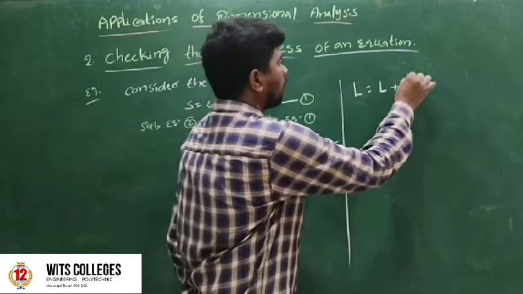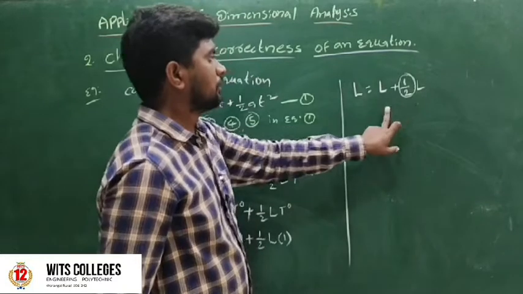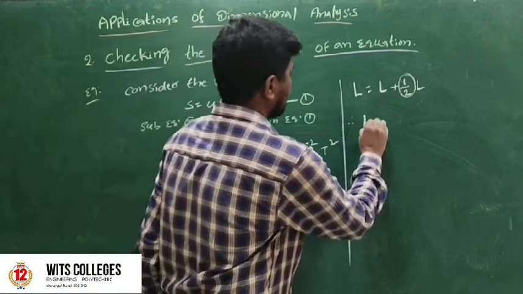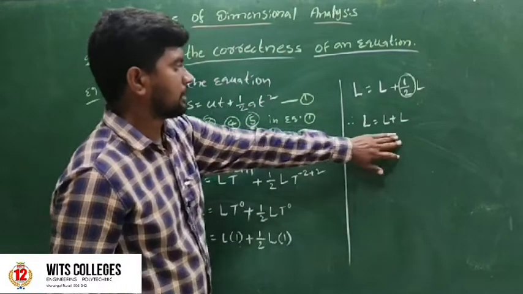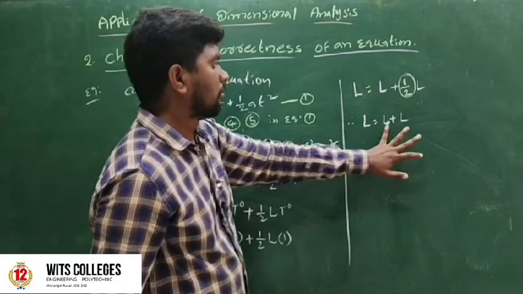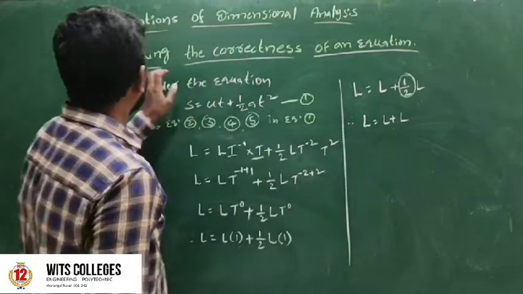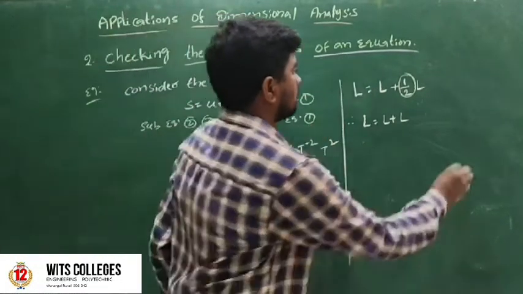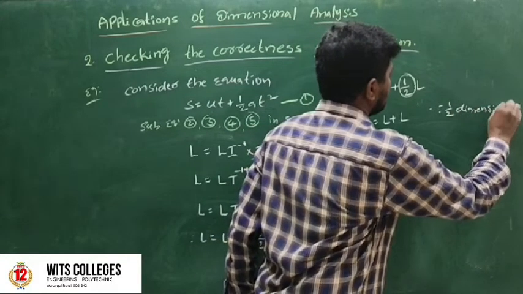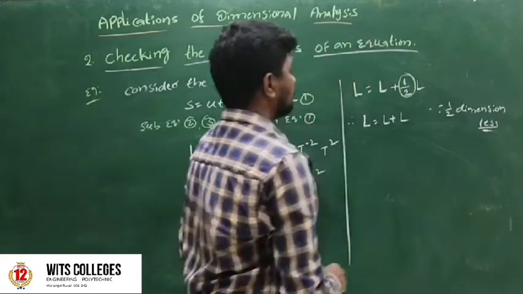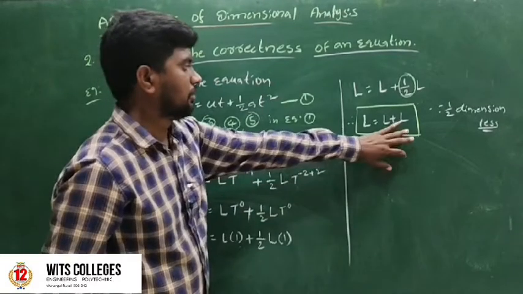The 1/2 is a number, so it is dimensionless. There is no dimension. Therefore L equals L plus L; both sides are dimensionally equal. This is checking the correctness of an equation, since 1/2 is dimensionless. The dimensions of both sides of the equation are equal.